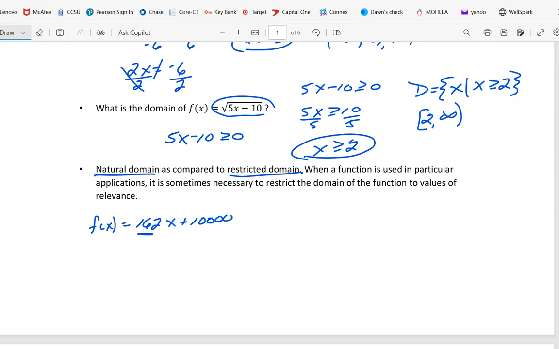So even though a linear function has a natural domain that's all real numbers, in this case my domain x might be restricted to, say, x between 1,000 and 3,000, because all the homes I studied had somewhere between 1,000 and 3,000 square feet. Okay.